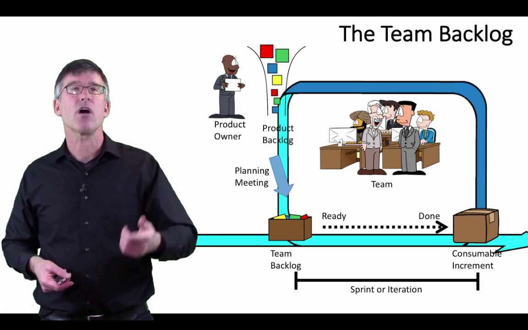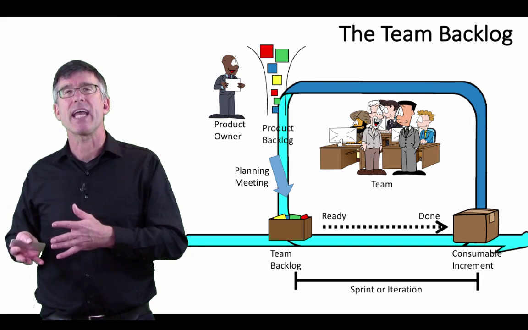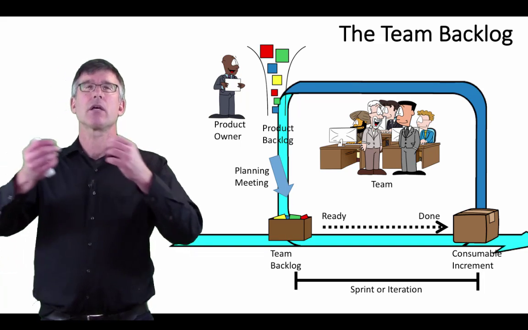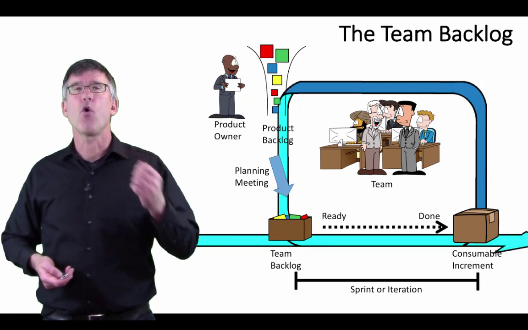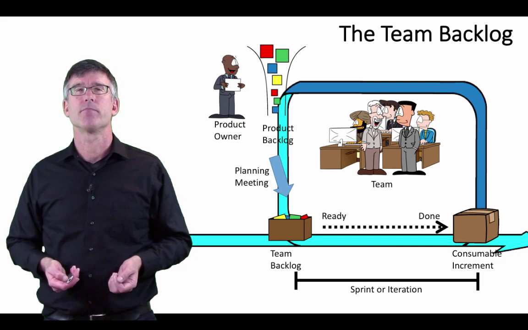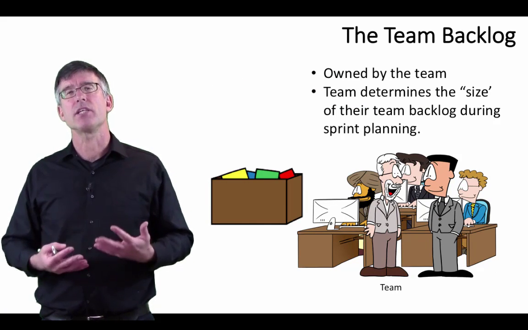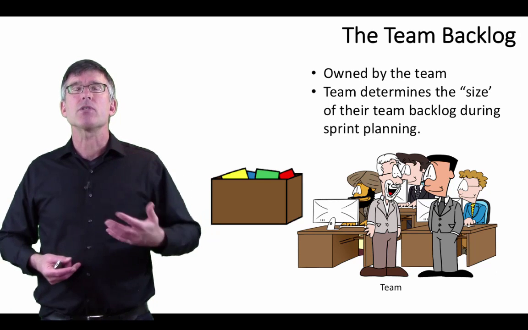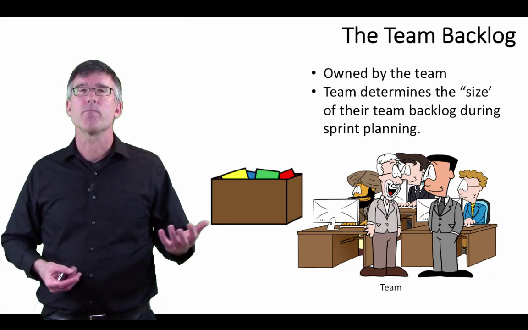Scrum is an iterative software development methodology. We take the knowledge that we gained at the end of the sprint, come back to the sprint planning session, and repeat the process over and over again. Now, the team backlog is owned by the team. Compare this to the idea that the product backlog is owned by the product owner.